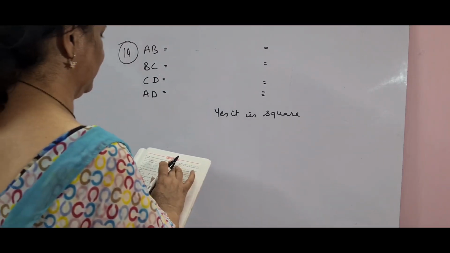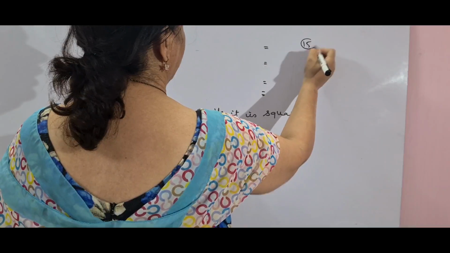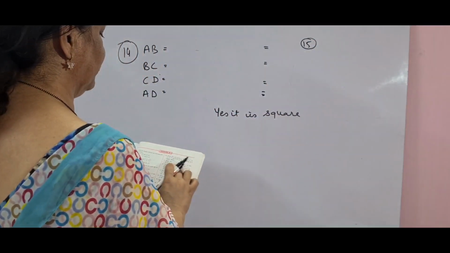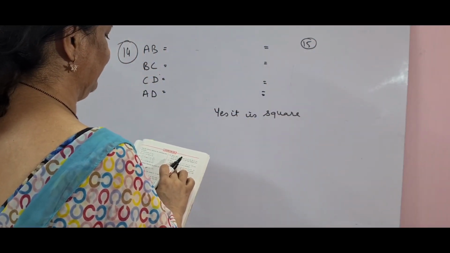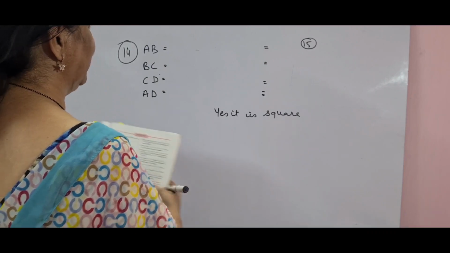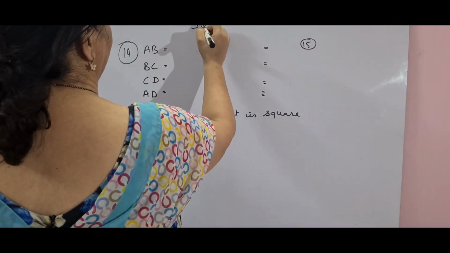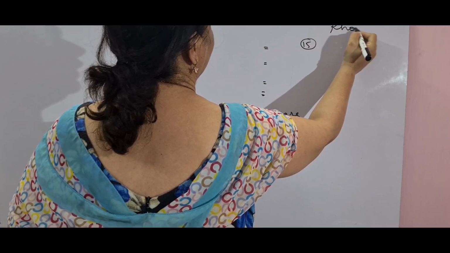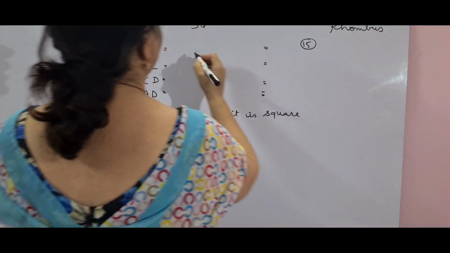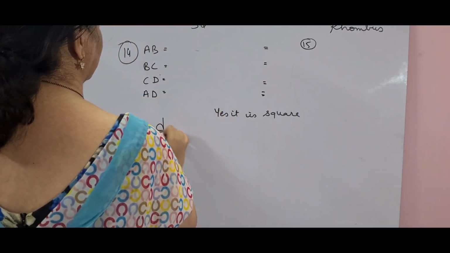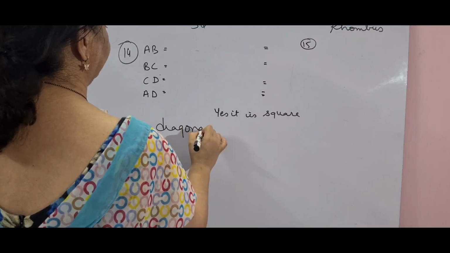Same question, I'm comparing the question number 15. You have to prove that, again 4 points have been given, question number 15, that they are vertices of a rhombus. So what is the difference between square and rhombus? The only difference between square and rhombus is that in a square the diagonals are equal.